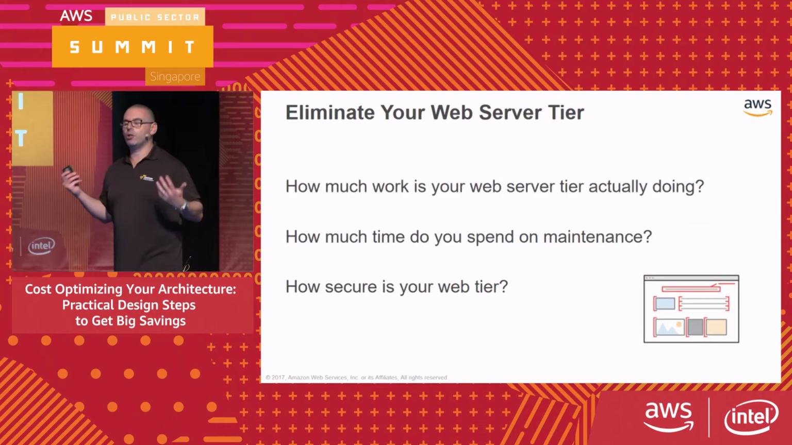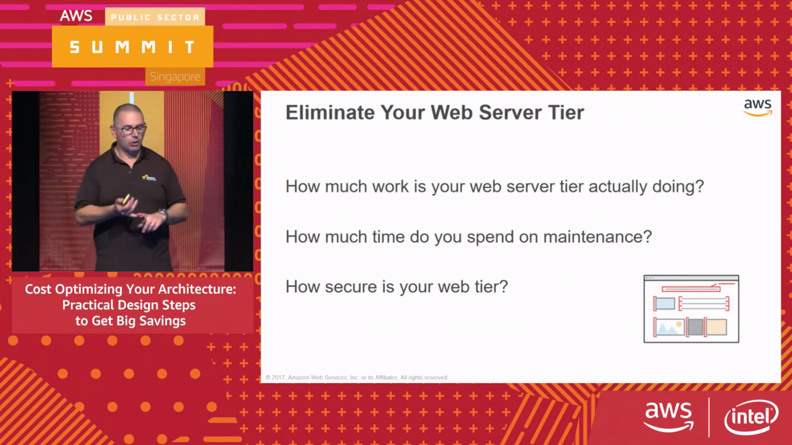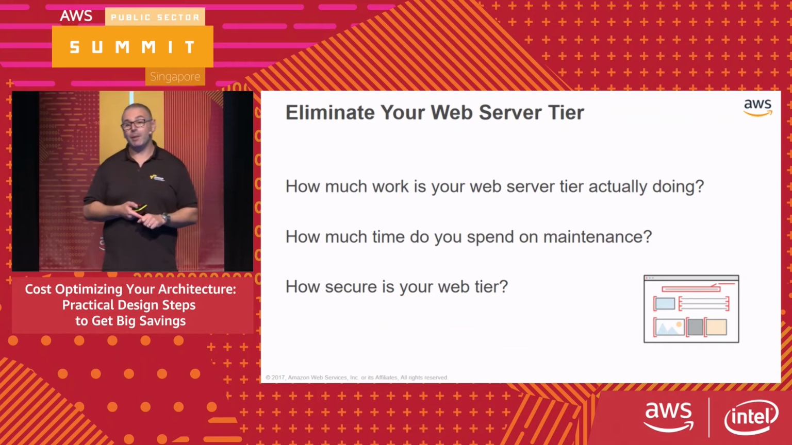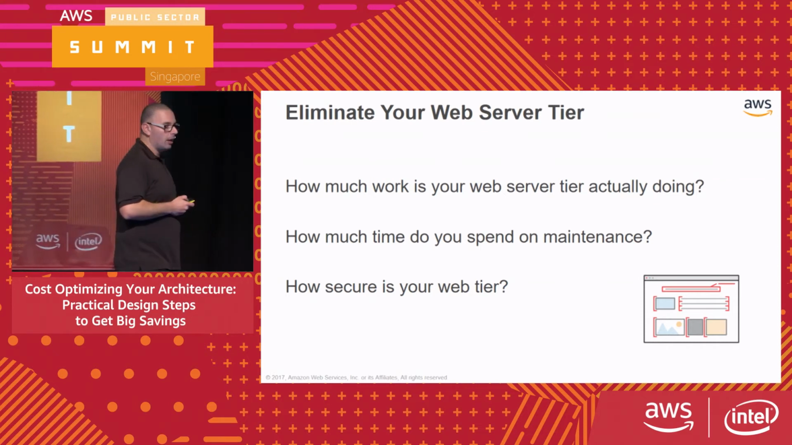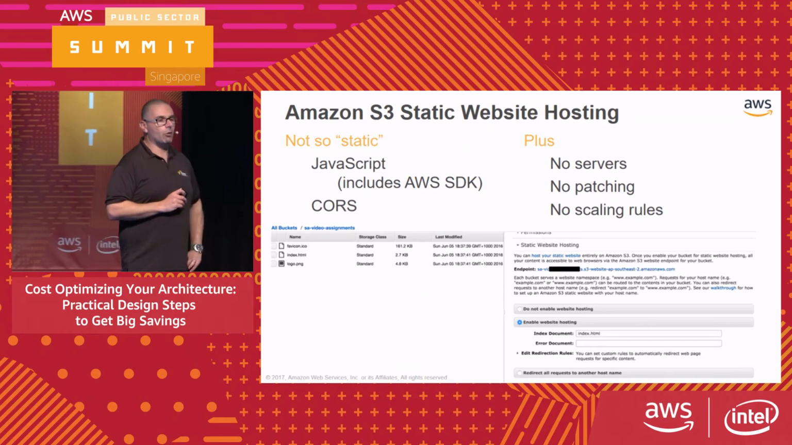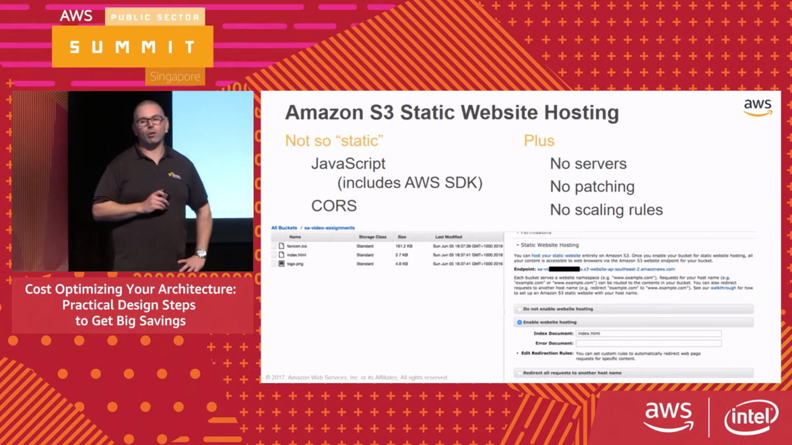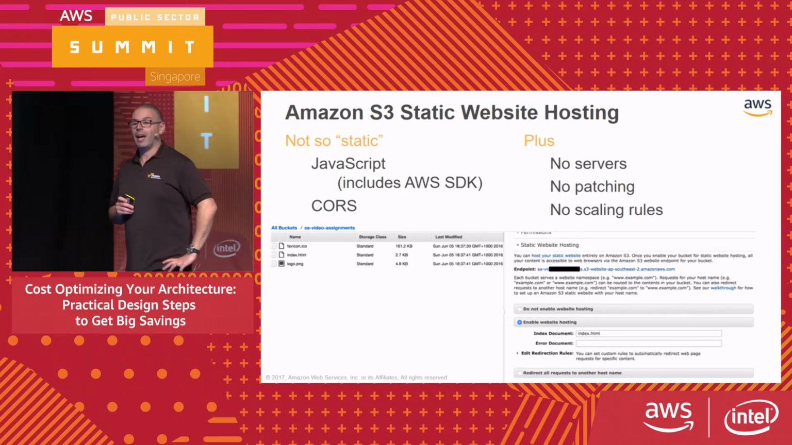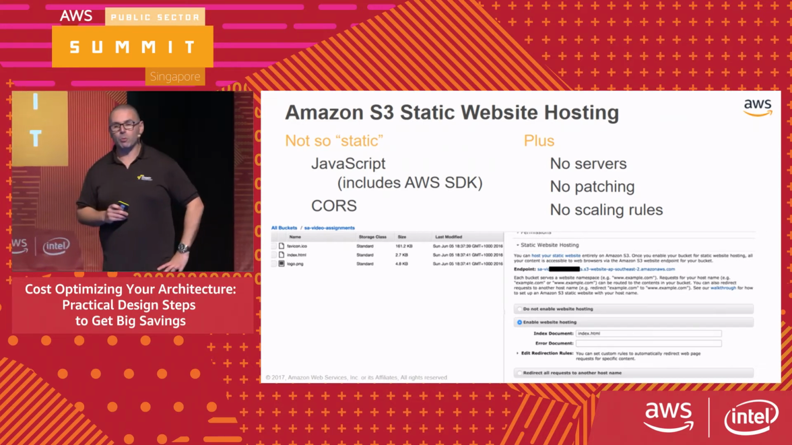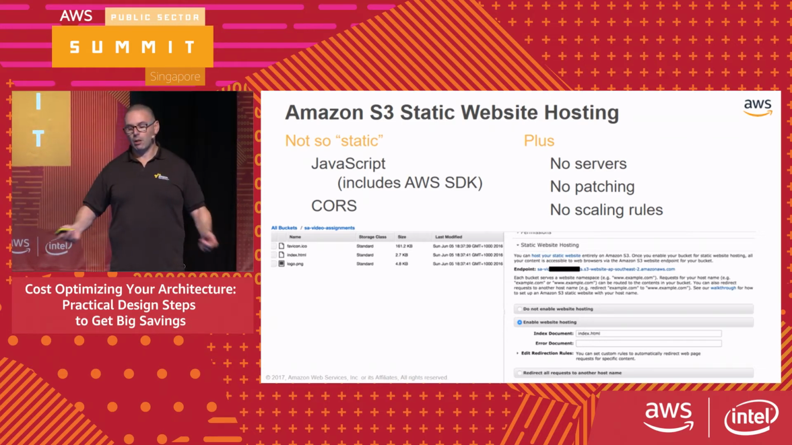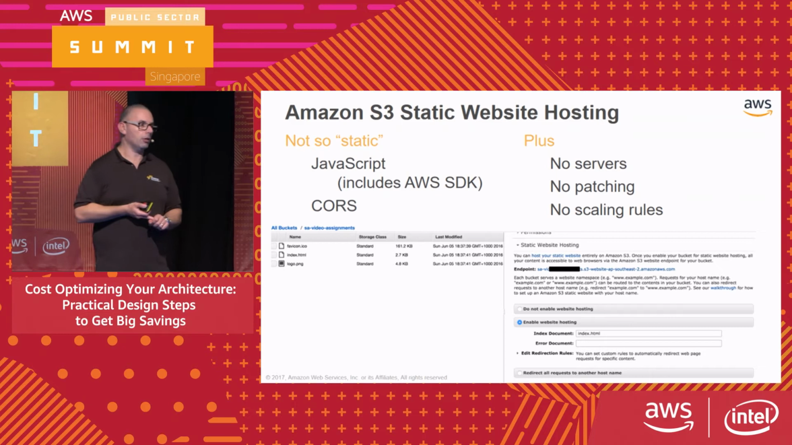What's your web tier doing? That set of web servers that you patch, maintain, look after, worry about, protect, etc. In many cases, it's not doing that much, and in many cases, it can be easily replaced by Amazon S3 static web pages. Now, the phrase static web pages doesn't do it any justice because you can run JavaScript on these pages, and you can use CORS as well, which means you have a fully featured front end that can serve millions of requests. No servers, no patching, no scaling to worry about.